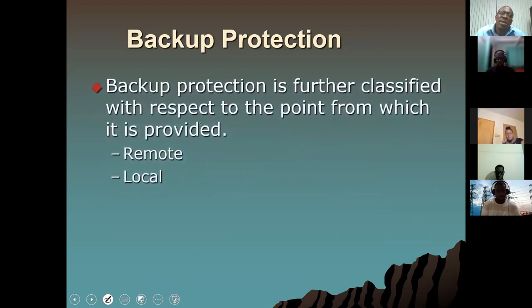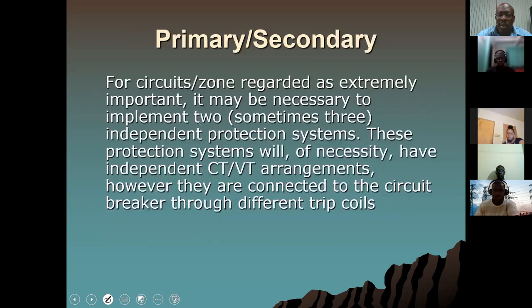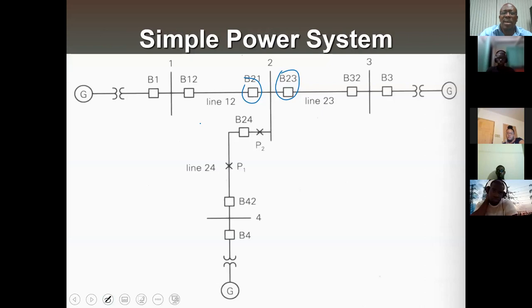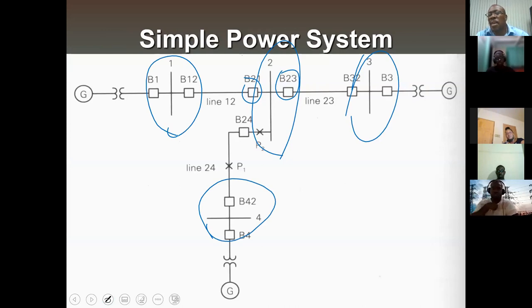So we talk about backup being either remote or local. What do we mean by that? I want you to bear in mind that all this protection that we're talking about takes place in a substation. So even though I am protecting a line, everything that we're talking about, each bus bar here represents a substation. Right? So it's happening within a substation. Because we have a line within a substation, so you go from line to the next substation.